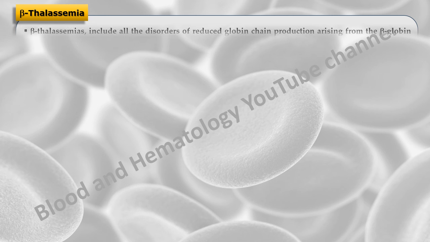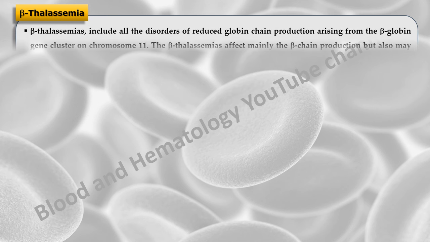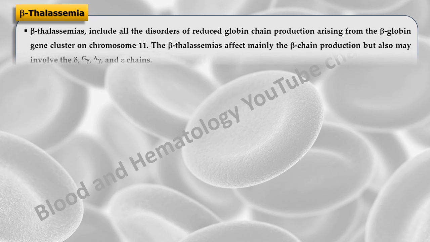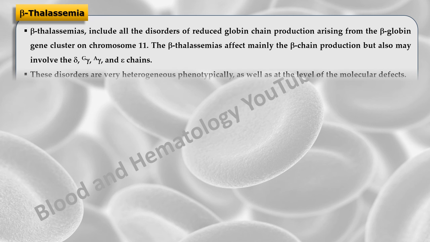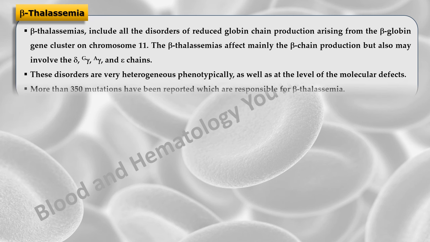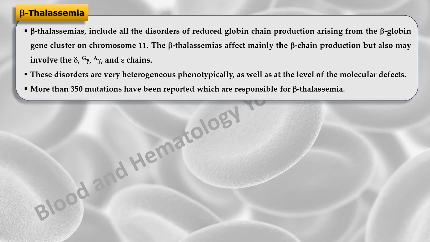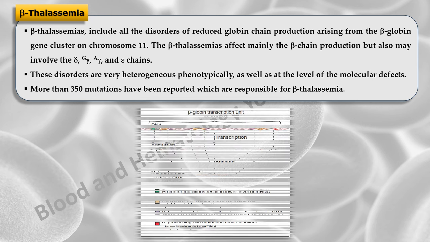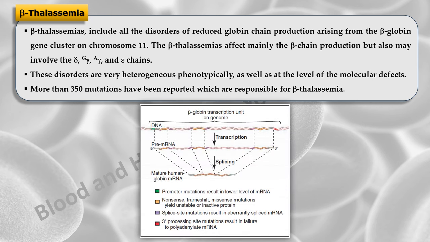Beta-thalassemias include all the disorders of reduced globin chain production arising from the beta-globin gene cluster on chromosome 11. The beta-thalassemias affect mainly the beta chain production, but also may involve the delta, gamma, and epsilon chains. The disorders are very heterogeneous phenotypically, as well as at the level of the molecular defects. More than 350 mutations have been reported which are responsible for beta thalassemia.